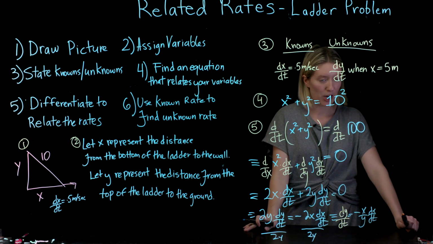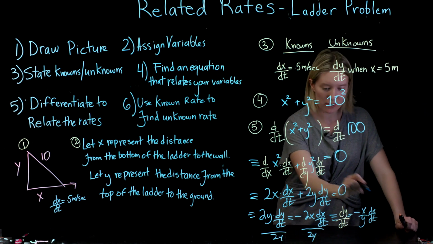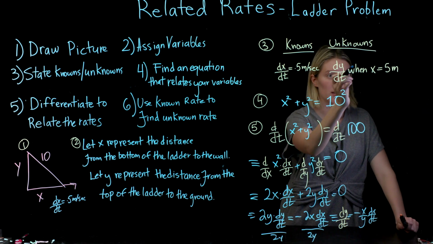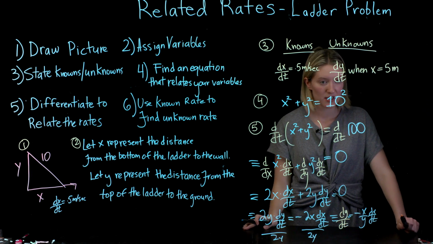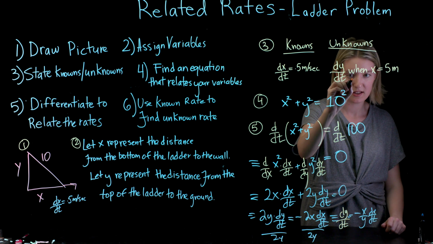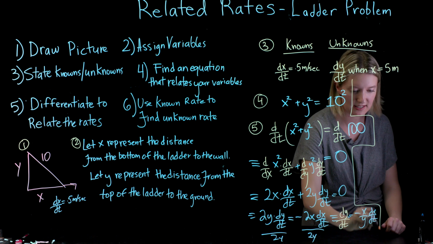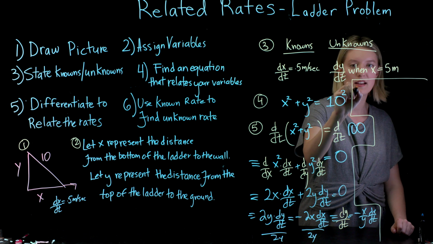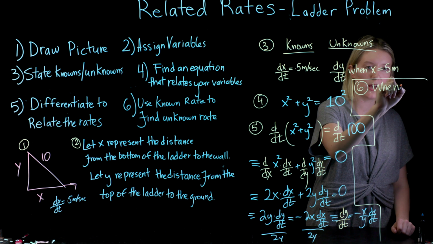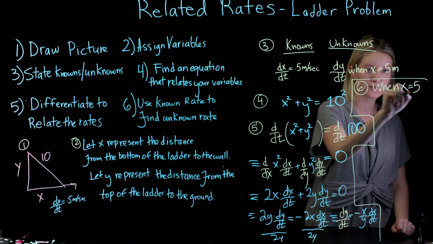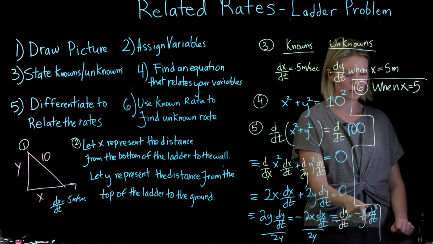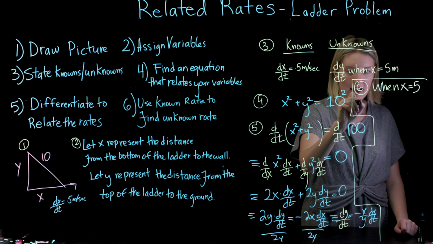So at this point, this is the general derivative function dy dt. I have to just find the answer specifically when x is equal to 5 meters. So I'm going to carve out a little space right here so I can complete step 6, which is, when x is equal to 5, I have to figure out not only what x is, I have to also know what number to plug in for y.